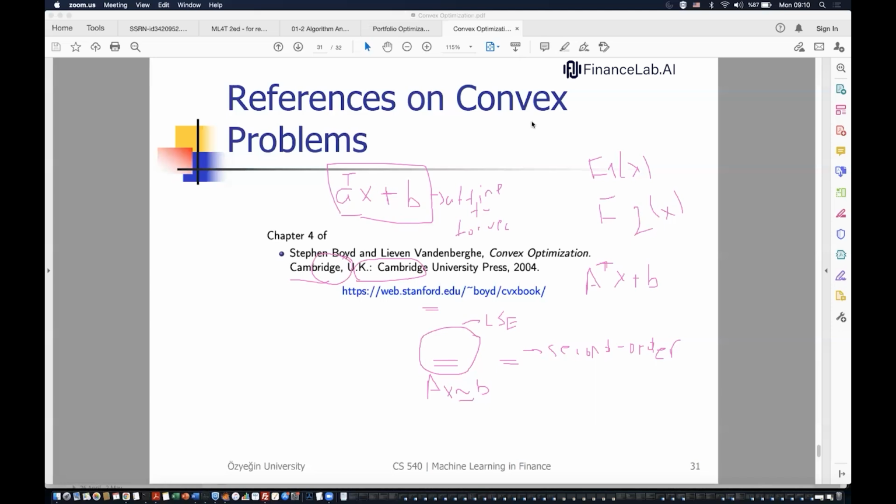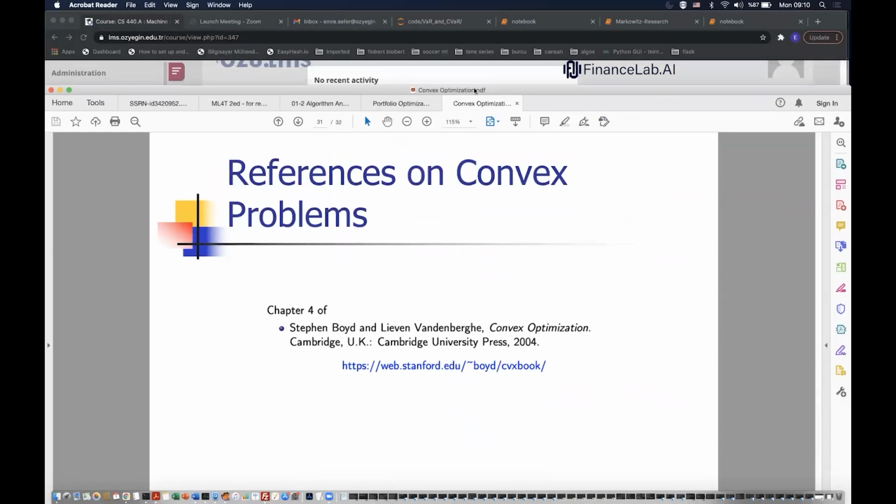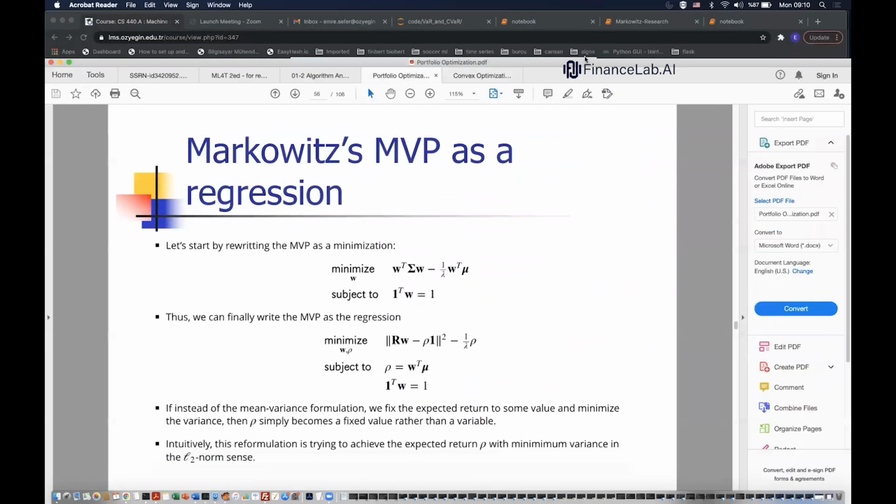And in terms of references, you can look at the convex optimization book by Stephen Boyd. This book is available freely, and it is a quite good reference on convex optimization problems.